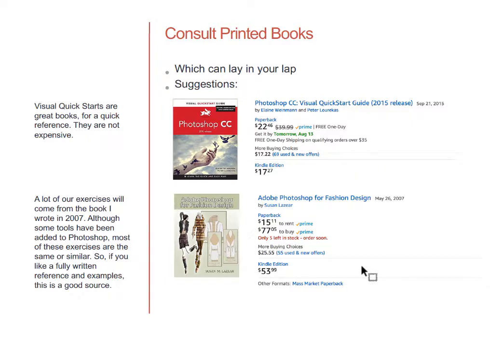There are some printed books. One is the Photoshop Visual Quick Starts. I've always loved these books. They're just like an abbreviated form. You have a question, it's really organized, there's examples, it's to the point, they're wonderful. And then a lot of our exercises during this course are coming from a book I wrote in 2007. The book's still available, so if you like to have something in your lap when you're reading, you can rent the book, you can purchase a used copy, there's different ways. But there are step-by-step instructions, and most of the instructions are still pertinent for current versions of Photoshop.